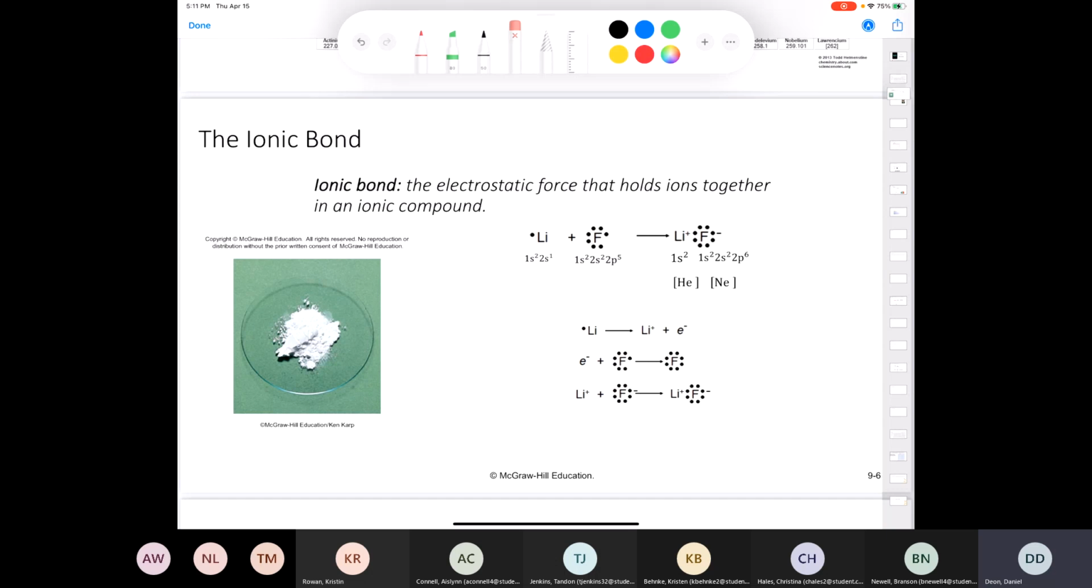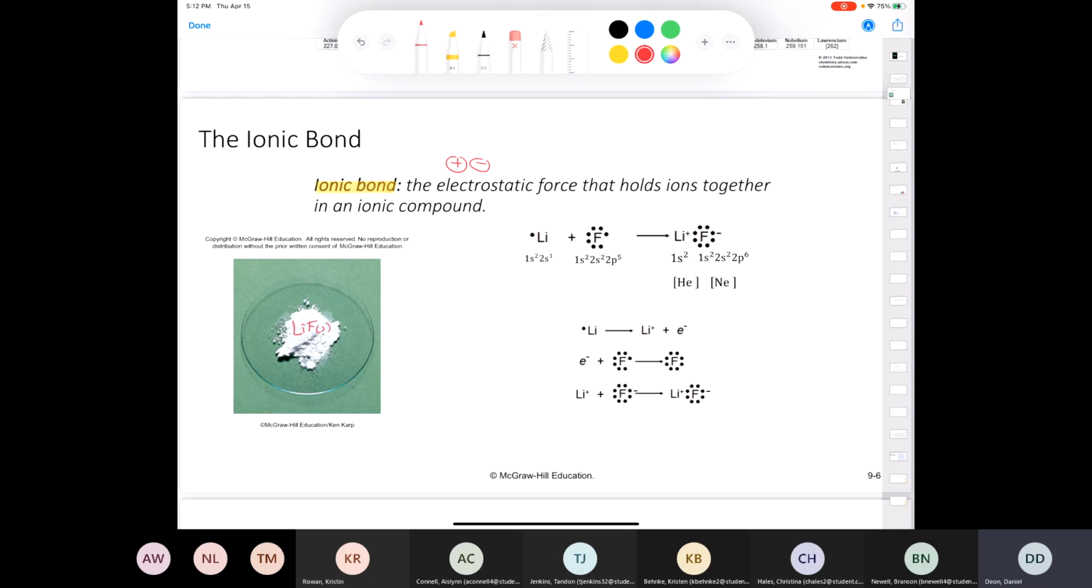An ionic bond can be defined, as I have here, as an electrostatic force that holds ions together in an ionic compound. What is that electrostatic force, right? We have a positive charge and a negative charge, and they're going to be attracted to one another. Opposites attract. So let's say we're making the compound lithium fluoride. Here's some lithium fluoride right here. You can see it's just a white solid.